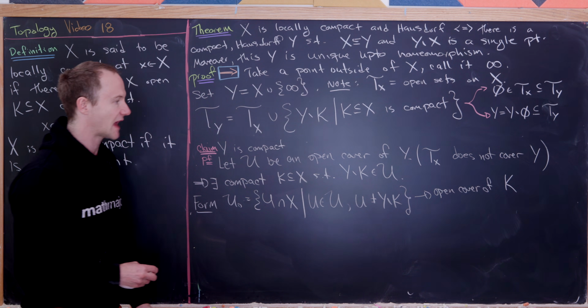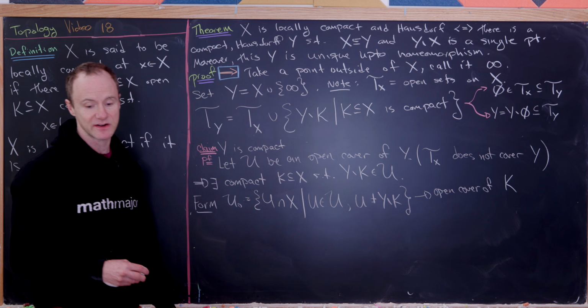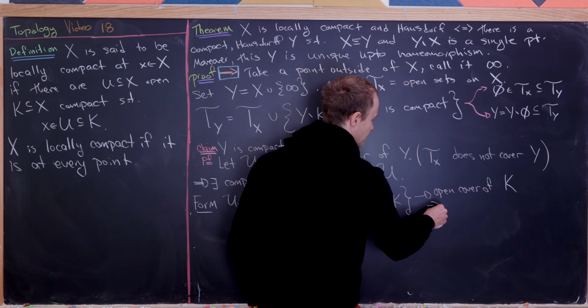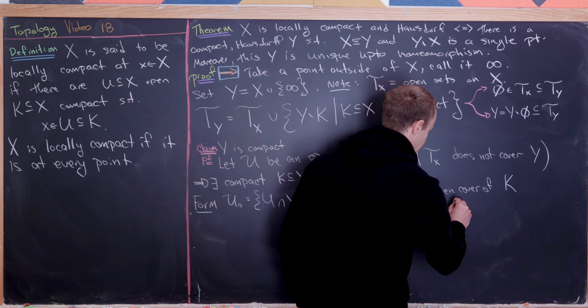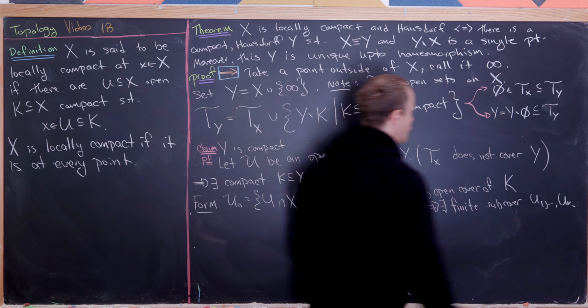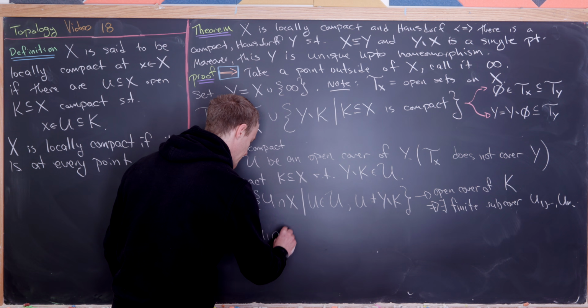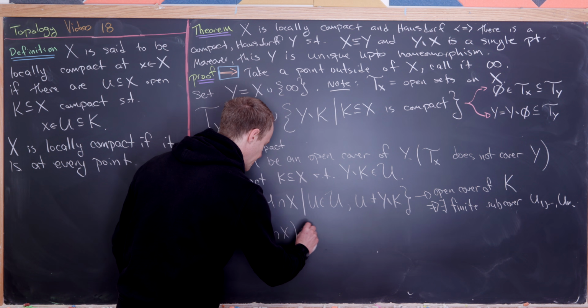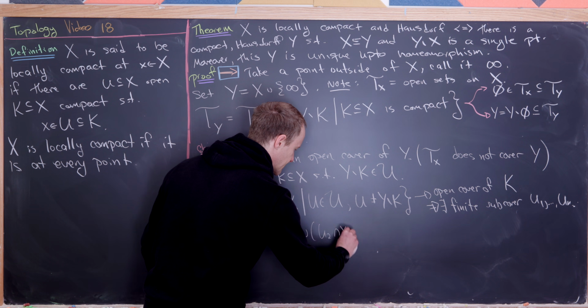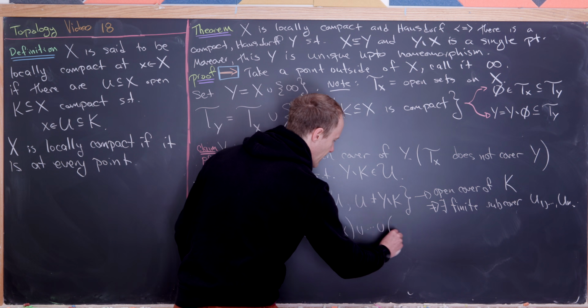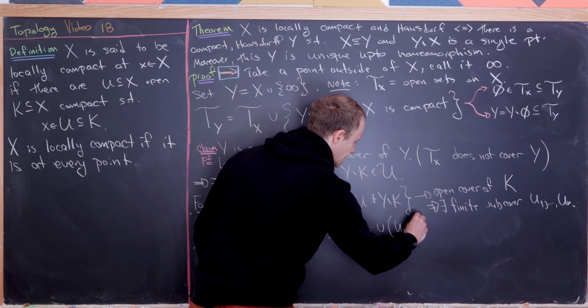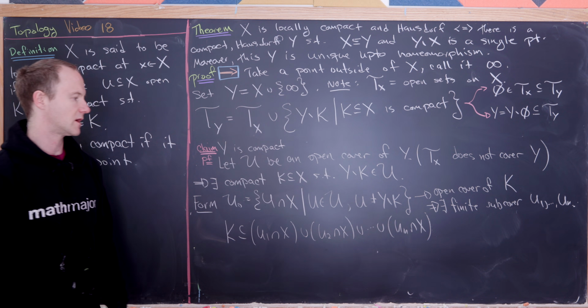But notice that K is compact, so that means there is a finite subcover. So let's take that finite subcover and call it U1 to UN. K is a subset of U1 intersected with X, union U2 intersected with X, union all the way up to UN intersected with X. Okay, cool.